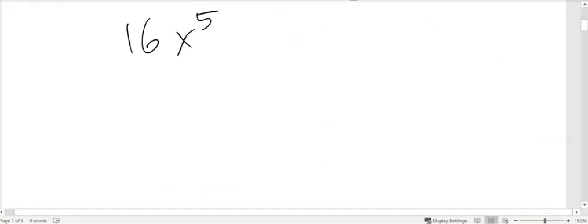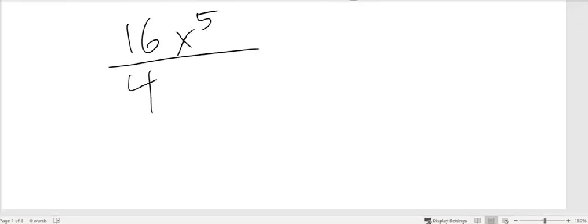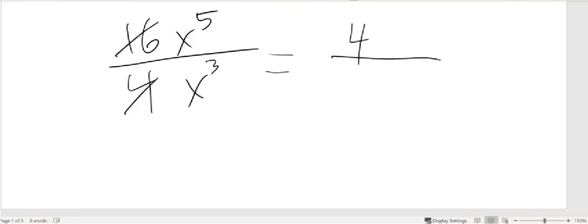We have 16x to the fifth all over 4x to the third. Now, do not forget your simple division. 16 divided by 4. It's not going to be 12. 16 divided by 4 is 4. So don't forget about your simple division. 4 is going to remain on top because 16 divided by 4. Now, if it was 4 over 16, it would be 1 over 4.